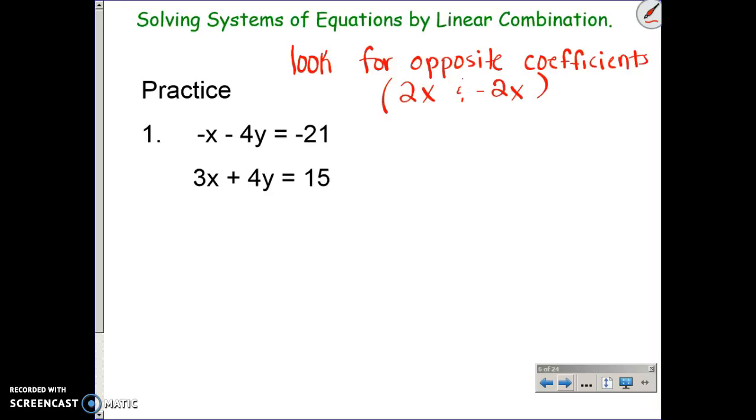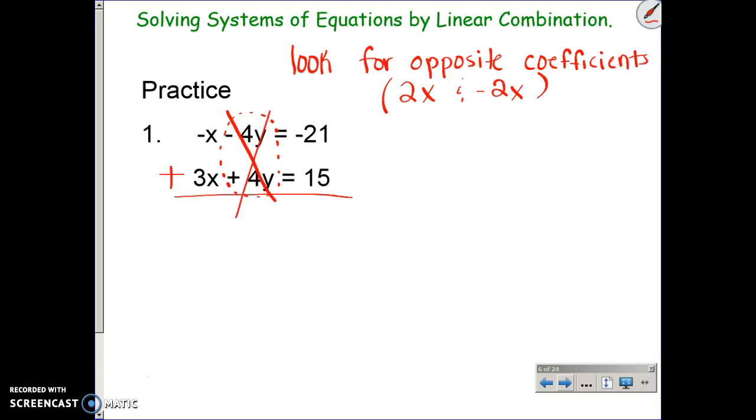So look at my x's. Negative x plus 3x, well, that's 2x. That doesn't really help me. But look right here. What's negative 4y plus 4y? It's 0. That's what you want. You're trying to eliminate something. So we're actually going to add these two equations together. Those are going to go away.